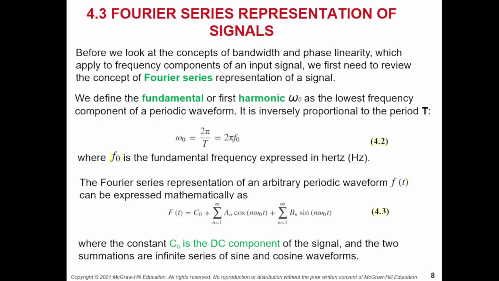Because we normally want to keep it simple, we use cosine and sine. But don't forget the DC term C0 here. C0 is a DC term, and we have infinite terms of cosine with all the different natural frequencies. So pay attention to this: n omega 0 t. The n is the number of your natural frequency, right? And what's the omega t?